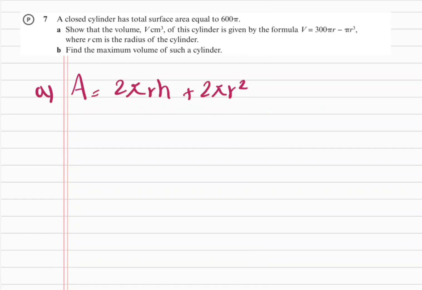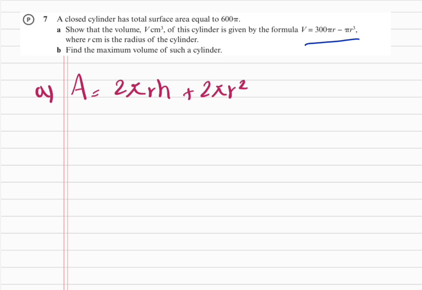Hi everyone, this video is on exercise 12K question 7. So we have a cylinder that has the total surface area of 600 pi. In part A, we want to show that the volume is given by this formula.